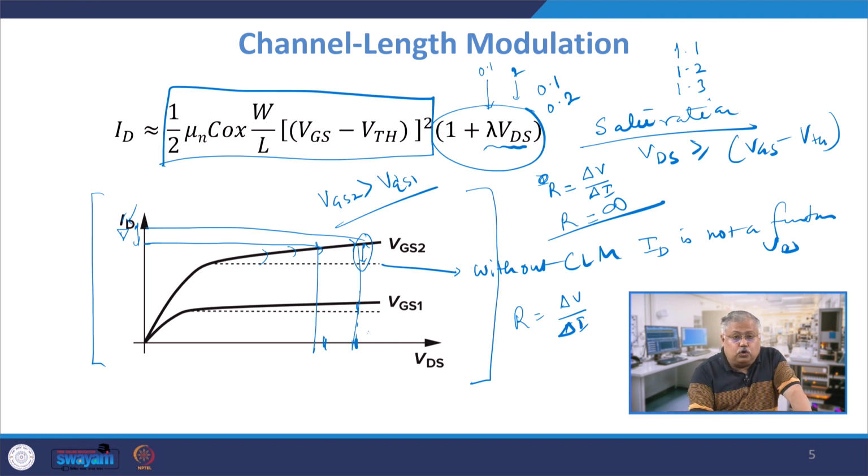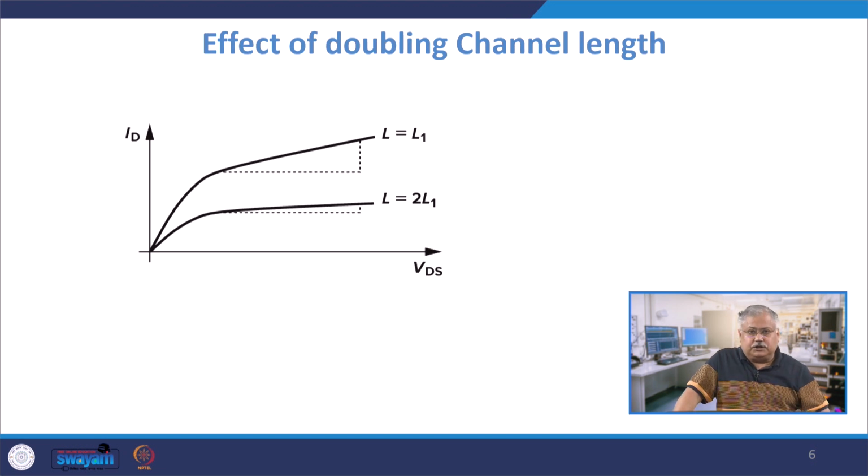Agreed that as you go to a lower value of VGS, your del V by del I will be larger and the resistance will be larger. So the higher the value of gate to source voltage, the lower will be the resistance, and more sharply the current will rise with respect to VDS. Correct? Okay, so this is the channel length modulation effect.